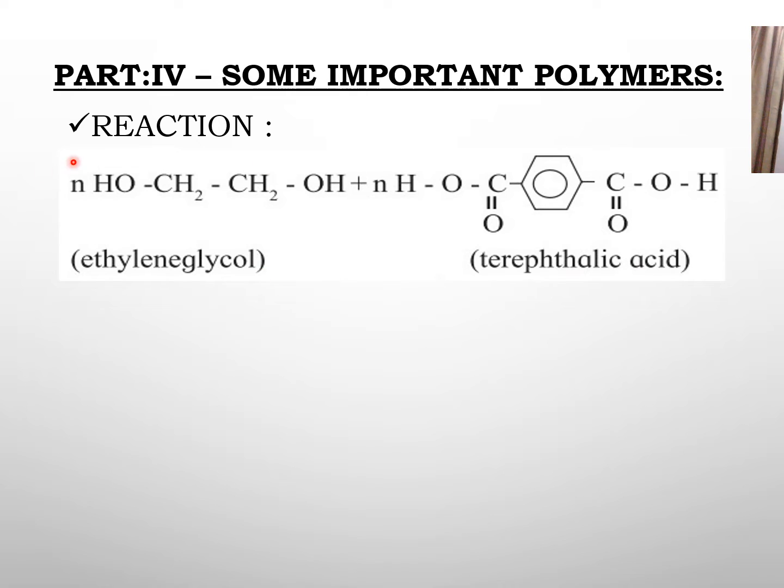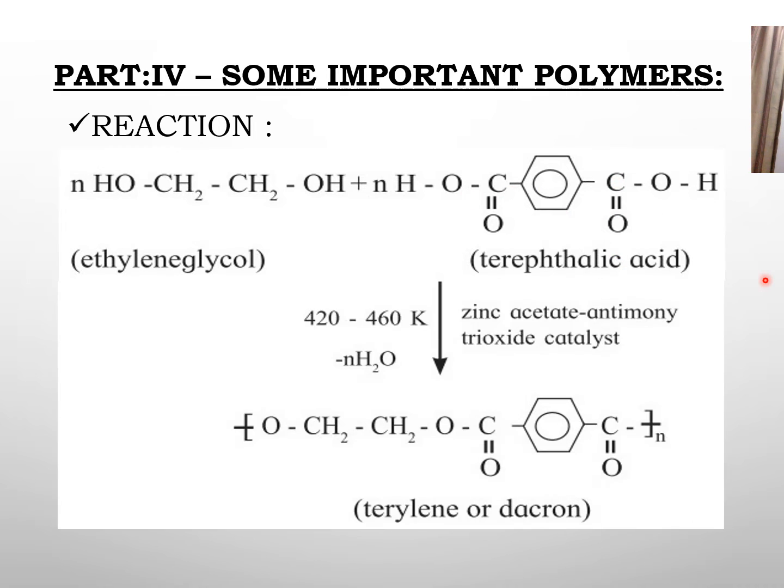polymers. So here you see ethylene glycol, CH2OH, CH2OH, this is ethylene glycol. So n molecules of ethylene glycol and n molecules of terephthalic acid. The terephthalic acid has got a benzene ring with 2 COOH groups on either side. So terephthalic acid, in the presence of zinc acetate antimony trioxide catalyst, temperature 420 to 460 Kelvin, form terylene or Dacron.